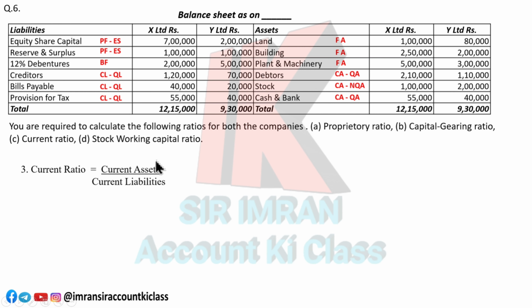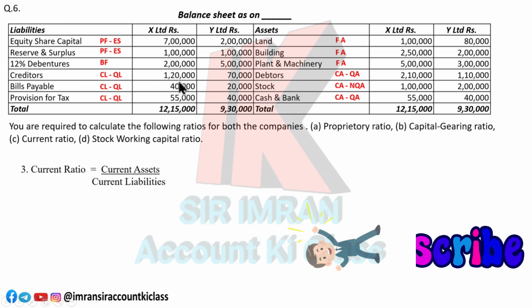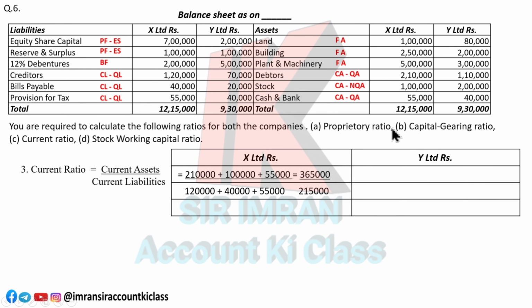Now the current ratio: current assets upon current liability. We have 3 current assets as well as 3 current liabilities for both X and Y Limited. So it's simple. For X, current assets are 210, 100 plus 55, that comes to 365. Same for current liability of X: 120, 40 and 55, it comes to 215. So 3,65,000 divided by 2,15,000 comes to 1.7:1. Now Y Limited, current assets 110, 200 and 40, and current liabilities 70, 20 and 40. Total comes to 350 divided by 130, and your answer comes to 0.69:1.